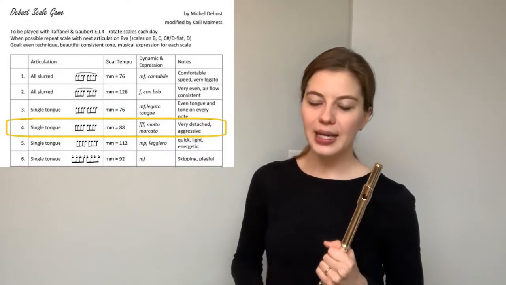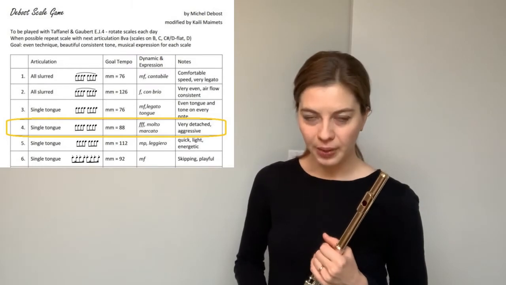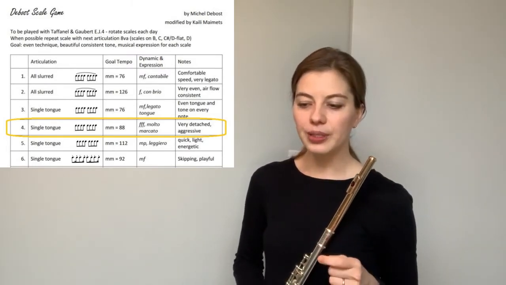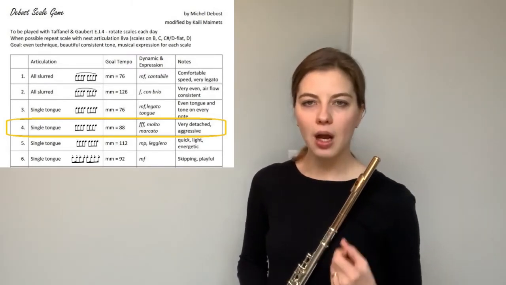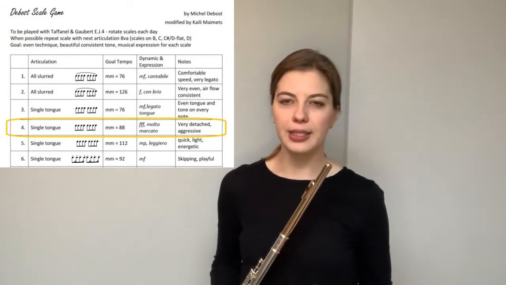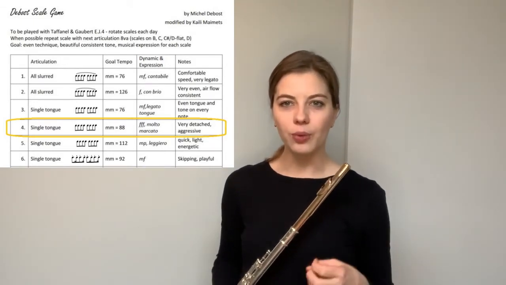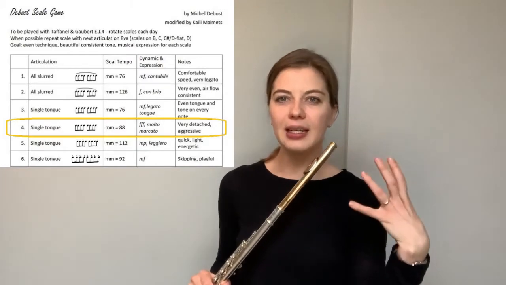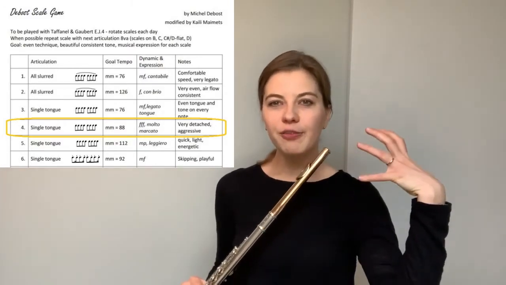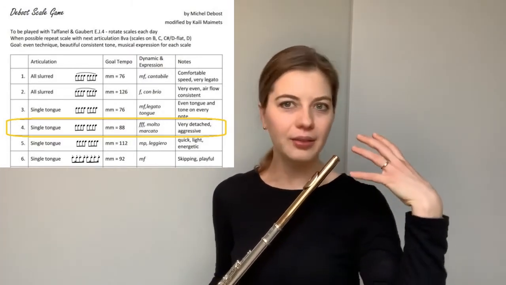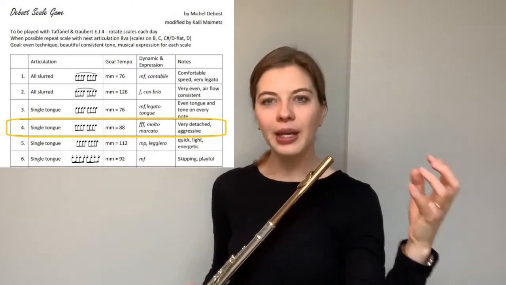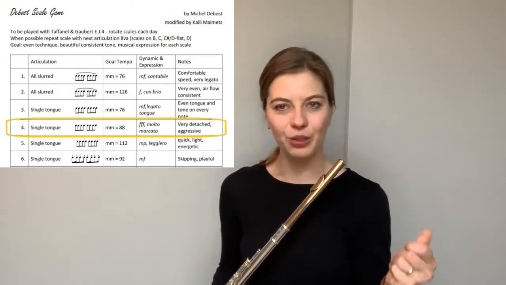Okay, great. So now the next articulation, number 4, is single-tongued also, but this time we're going to play it very marcato and triple forte. This is a time where we're going to be expanding our dynamic range, going to the very, very edge of our dynamic level. How loud can you play? How aggressively can you play?